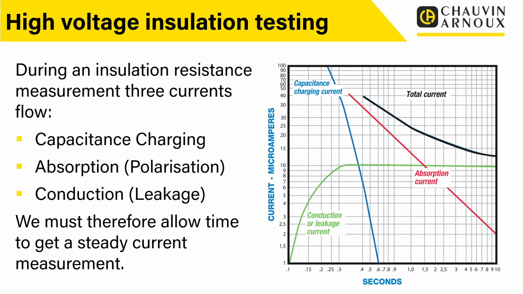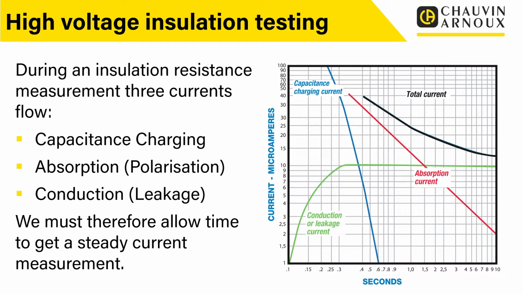Now, obviously, if we took the test readings or monitored the test readings during that time, we would get a changing value of insulation resistance, and it wouldn't be the true value of insulation resistance. So we need to make sure that we've applied the test current for long enough that we've got past the point at which the capacitance within the circuit is charging up.